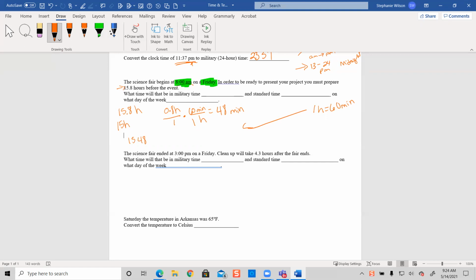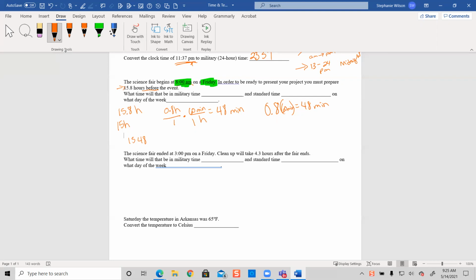Shortcut. Let's show you the shortcut right quick. Let me erase this little side note over here. What is my shortcut? My shortcut is, I know that I got 0.8 hours, and in the place of hours, I can put 60 minutes. And there you go. All right. So now I got 15 hours and 48 minutes before the event.